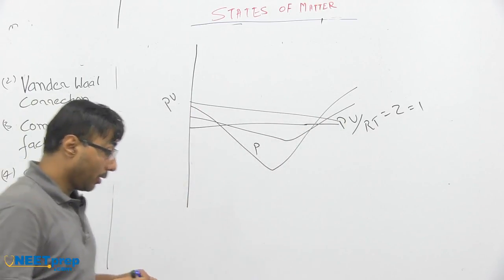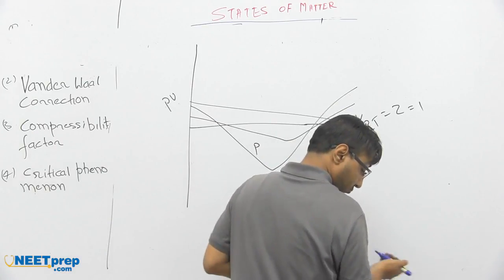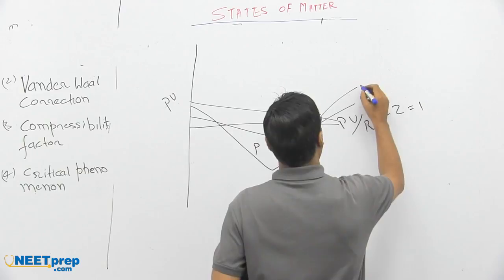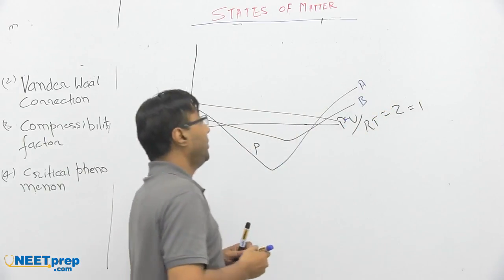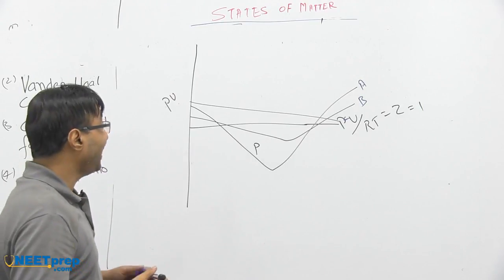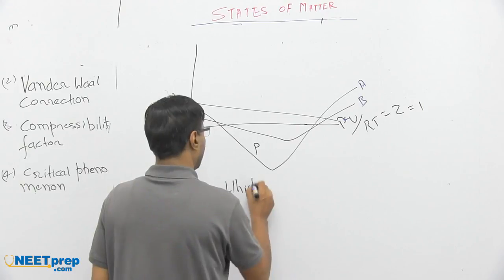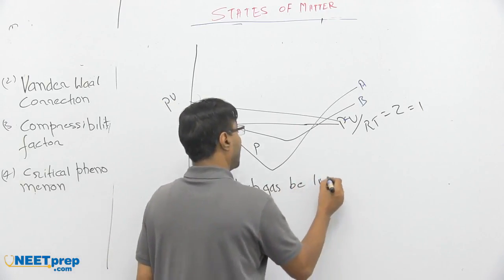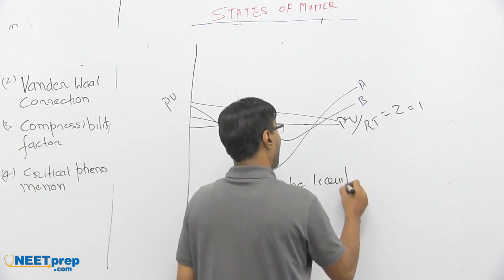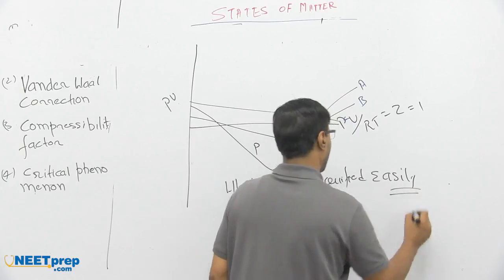They can make it like this. A, B and C. They can write A, B and C. We'll ask which gas can be liquefied easily. कौन से गैस को easily liquefy कर सकते हैं?